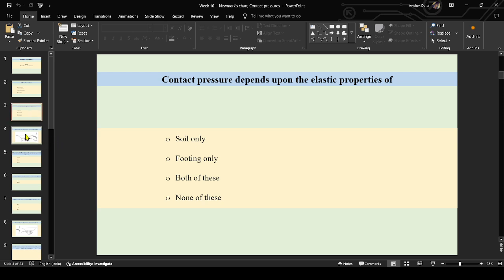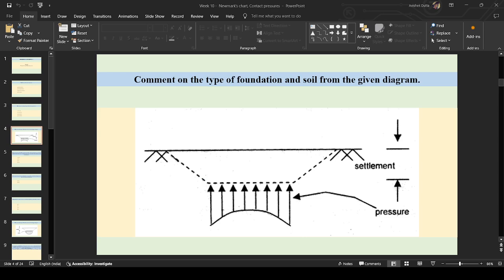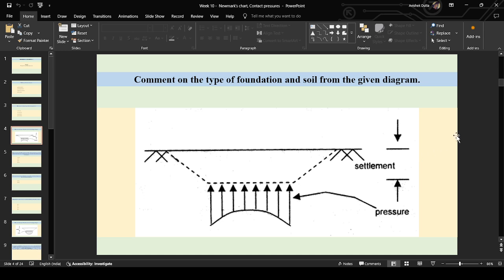Next question. Comment on the type of foundation and soil from the given diagram. You can draw the diagram or you can take a screenshot. Here two parameters have been given, settlement and pressure. You have to observe the variation of settlement and contact pressure, and then tell me what is the type of foundation and soil.